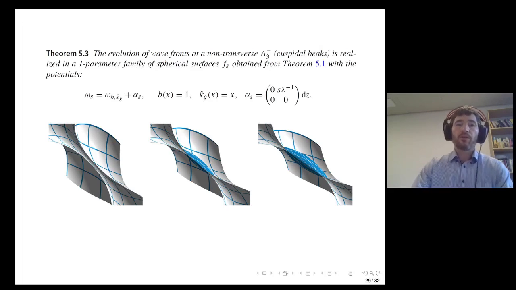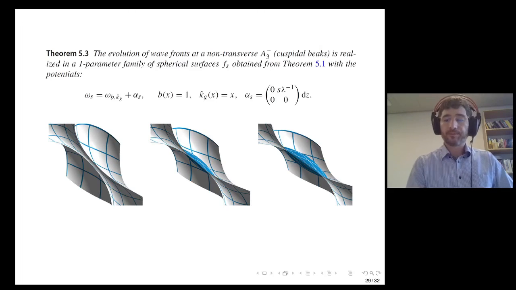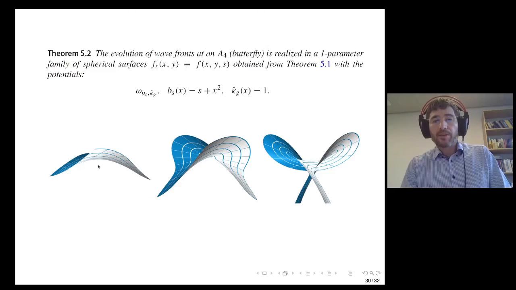For example, we can use this to construct the actual bifurcation from what's called a cuspidal beaks bifurcation, where on one side you have two cuspidal edges, and on the other side you have two swallowtails. Cuspidal edge becomes two swallowtails. So you can write down these potentials, check the condition when s equals 0, you get the condition for the cuspidal beaks bifurcation, and when s is not 0, you get either this one or this one. And similarly, you can construct the cuspidal butterfly bifurcation using this family. On this side you have a cuspidal edge, and on this side you have two swallowtails.